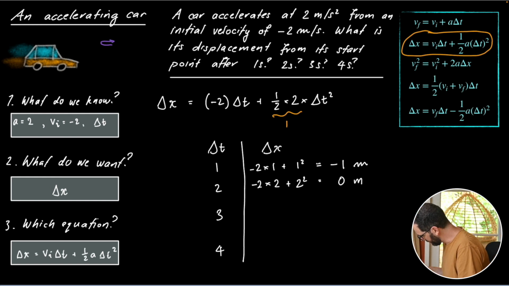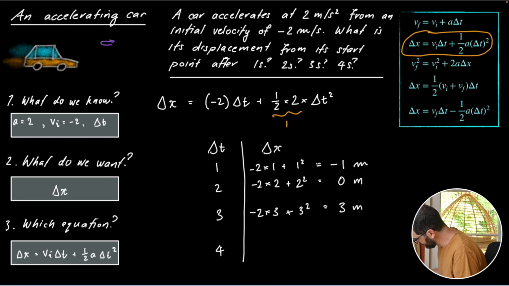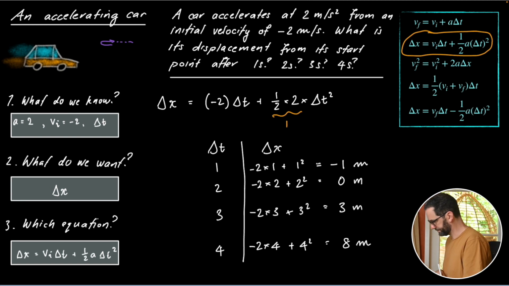Okay, and we can do the same kind of thing for time equals 3. Negative 2 times 3 plus 3 squared, negative 6 plus 9, which is going to be at plus 3 meters, so it's now kind of over here. And then finally, at 4 seconds, it's going to be negative 2 times 4 plus 4 squared, which is negative 8 plus 16, which is positive 8 meters.